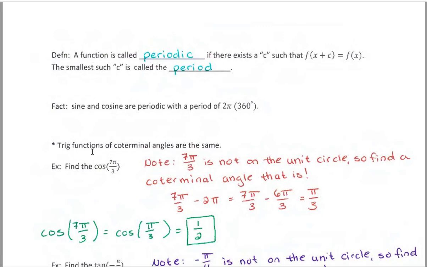So what does this mean? Trig functions of coterminal angles are the same. If you have the same x value and the same y value, then you're going to have the same sine, cosine, tangent, secant, cosecant, and cotangent.